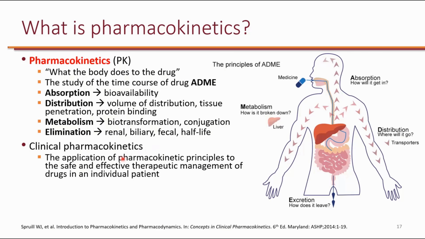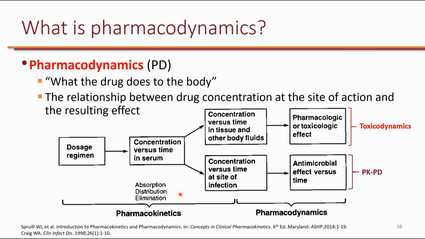Now, when we say clinical pharmacokinetics, we basically mean application of these pharmacokinetic principles to safe and effective therapeutic management of drugs in individual patients. And the goal is enhancing efficacy while decreasing toxicity. What about pharmacodynamics? Pharmacodynamics is actually what the drug does to the body. In the case of antimicrobials, the body refers to the pathogen. So we don't really want the drug to do anything to the human body.